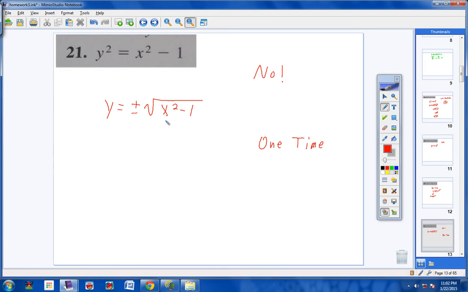You can put any number in you want to. Let's put a 2 in. 2 squared is 4. 4 minus 1 is 3. You would get out positive square root of 3 and negative square root of 3 when you put 2 in. So 2 was your input, and these two numbers here are your output. So no, this does not represent a function.